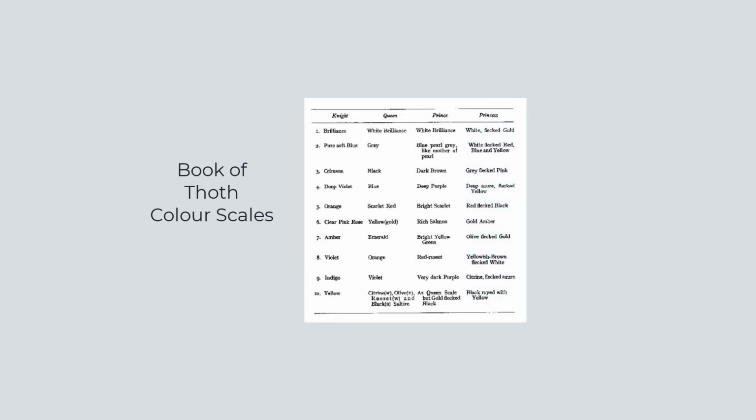In the Book of Thoth, the titles of the scales are slightly different. Knight for King, Queen for Queen, Prince for Emperor, and Princess for Empress.